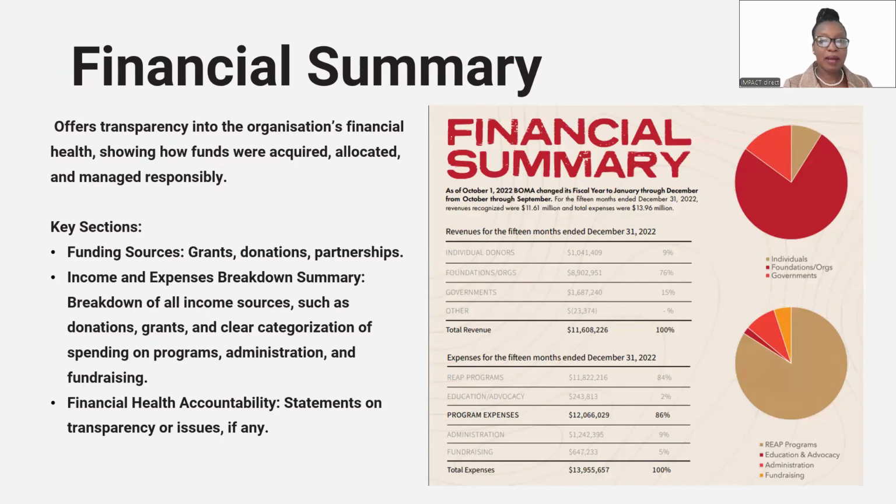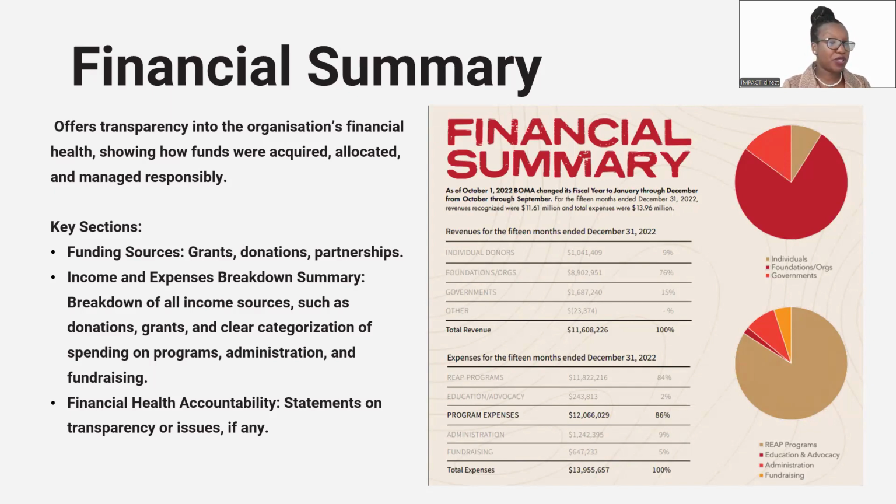And so next we come into the financial summary. Please note, it says financial summary. So in this report, we'll cover a summary of your financial report. And what that does is it offers transparency in the organization's financial health, showing number one, how did you get your money? What were the sources of the resources that you acquired? Number two, how did you allocate it?